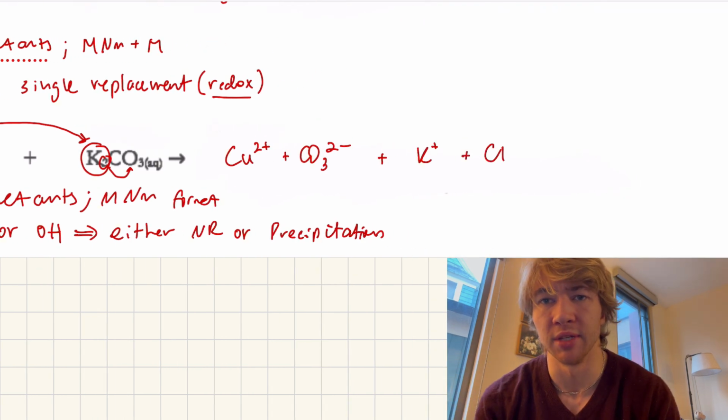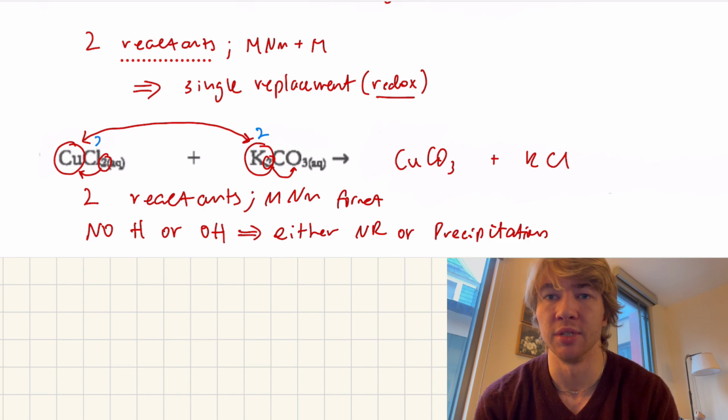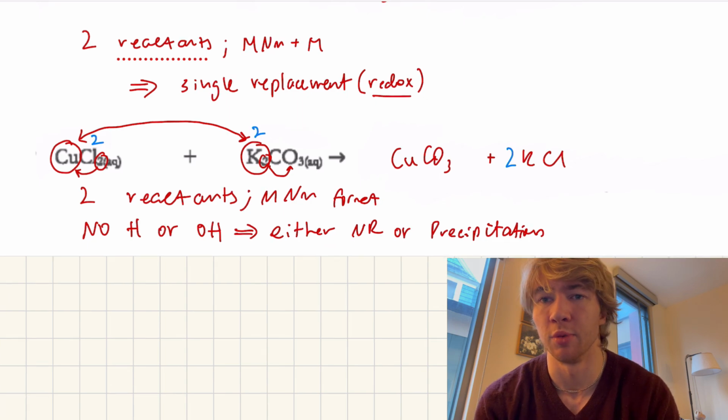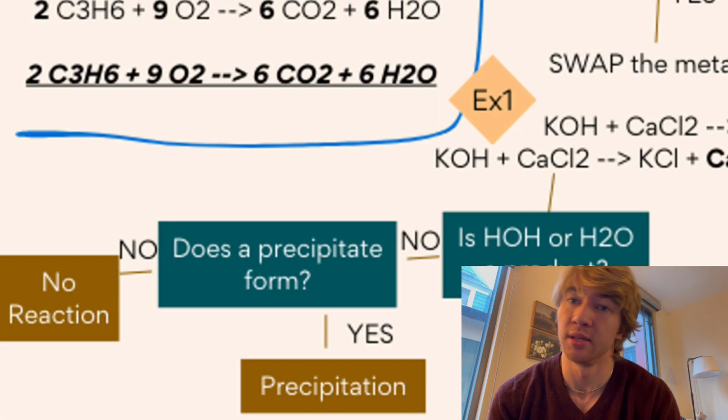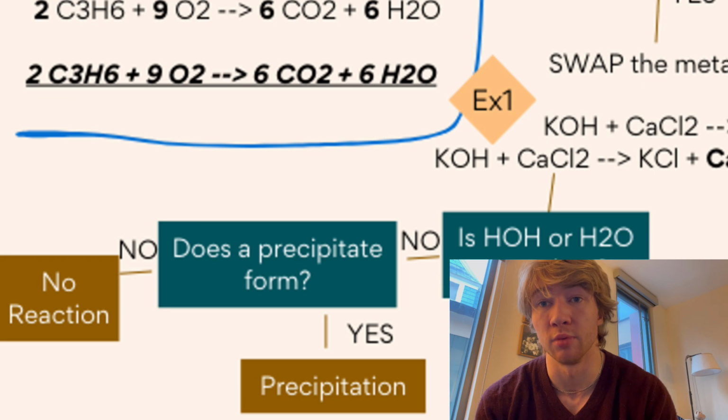And balancing here is really simple. We've got 2 Ks and 2 Cls in the reactants, so we'll just put a 2 in front of KCl on the products, and the Cu and the CO3 don't need to be touched. However, when we are working with double replacement reactions that are not acid-base, we do have to check for a precipitate, which is here on the flowchart, because there's no water produced.